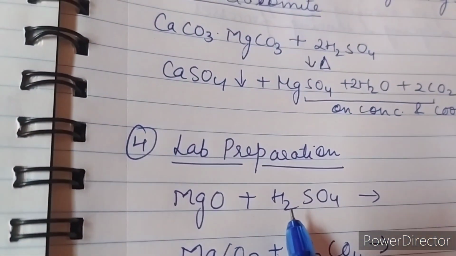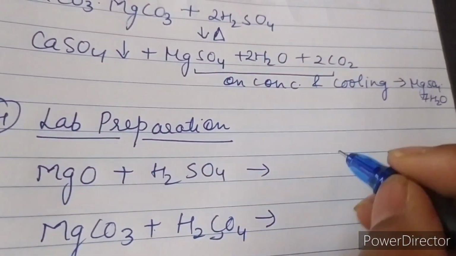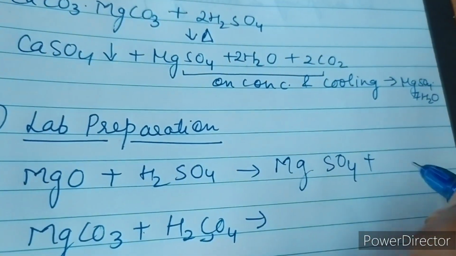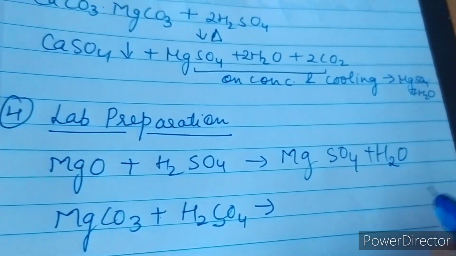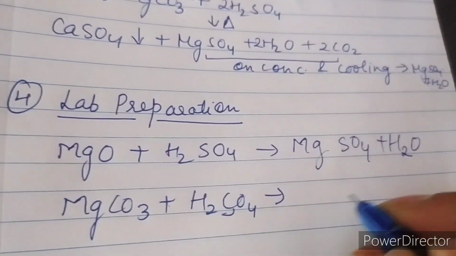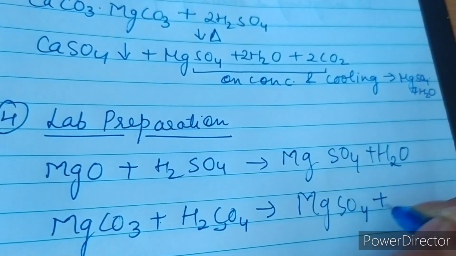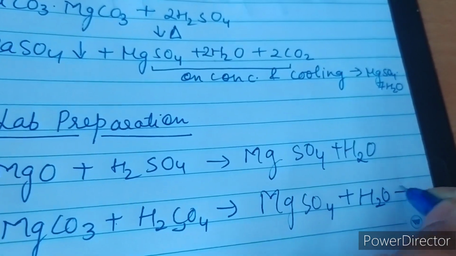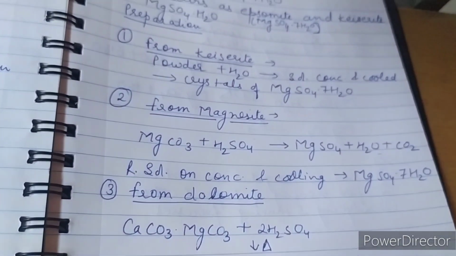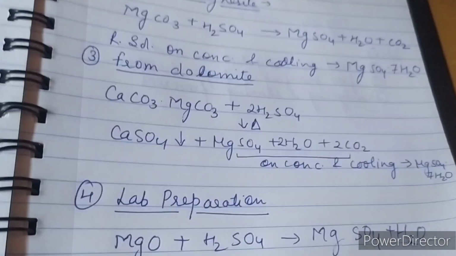Next is the lab preparation of Epsom salt, obtained by dissolving magnesium oxide in sulfuric acid. Here you will get MgSO4 plus water, because it is a basic oxide. On dissolving magnesium carbonate in dilute sulfuric acid, you will again get MgSO4 plus water plus CO2. So these are the four preparations of magnesium sulphate heptahydrate: from caesarite, from magnesite, from dolomite, and the lab preparation.